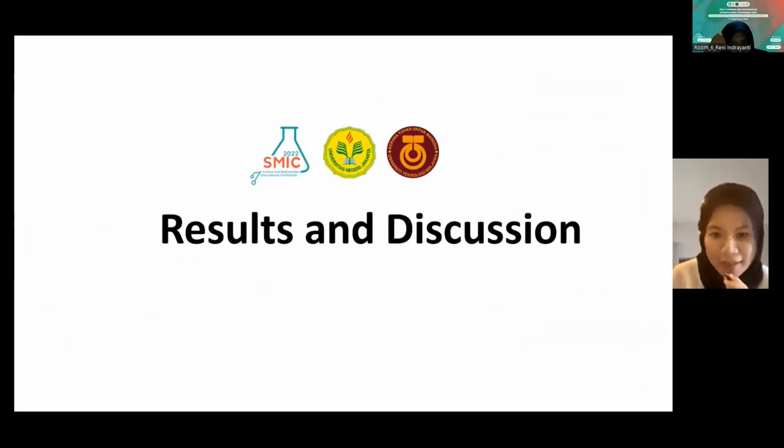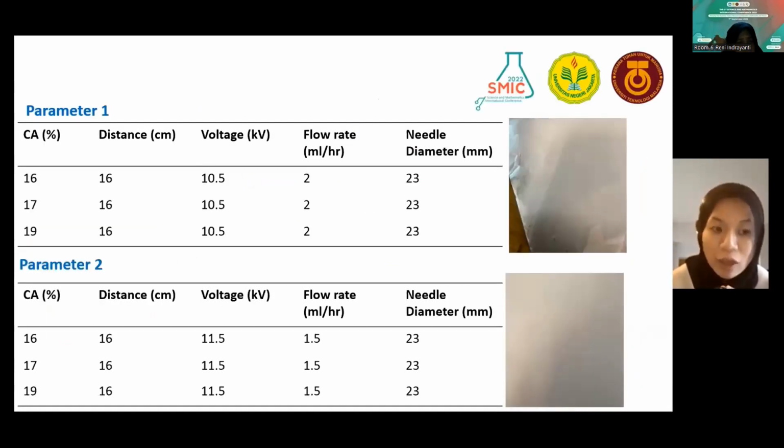As for the results and discussion of the study, these are the parameters that were optimized. For parameter 1, we can see that the fiber formed on the aluminium foil is not smooth and not continuous. So we optimized, and for parameter 2, we can see that the nanofiber collected on the aluminium foil is smooth and continuous. We increased the voltage and reduced the flow rate, and that significantly improved the appearance of the nanofiber collected on the aluminium foil.